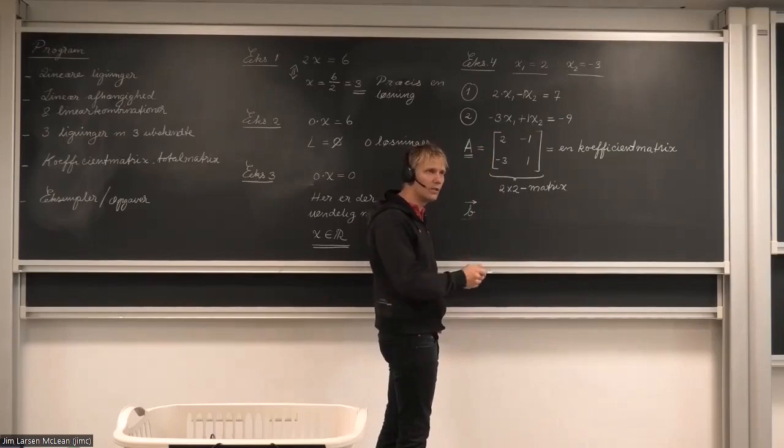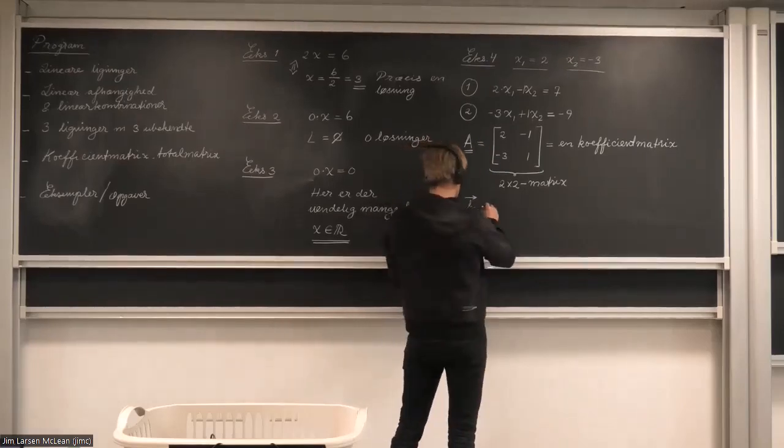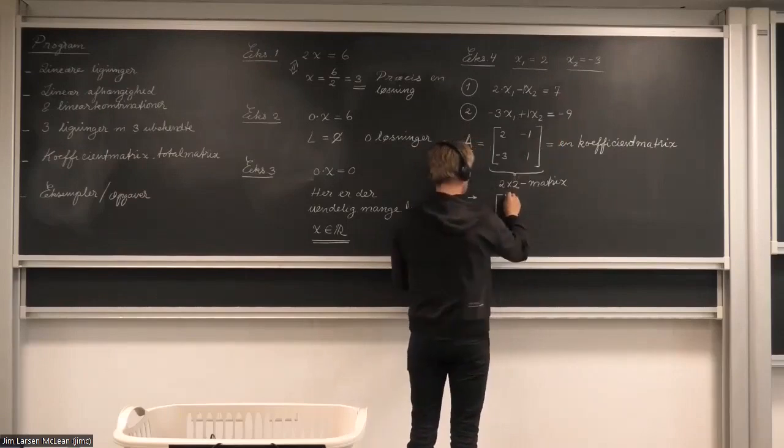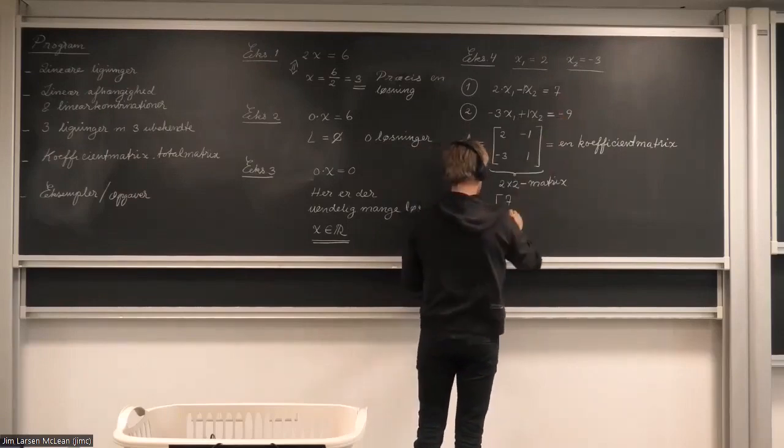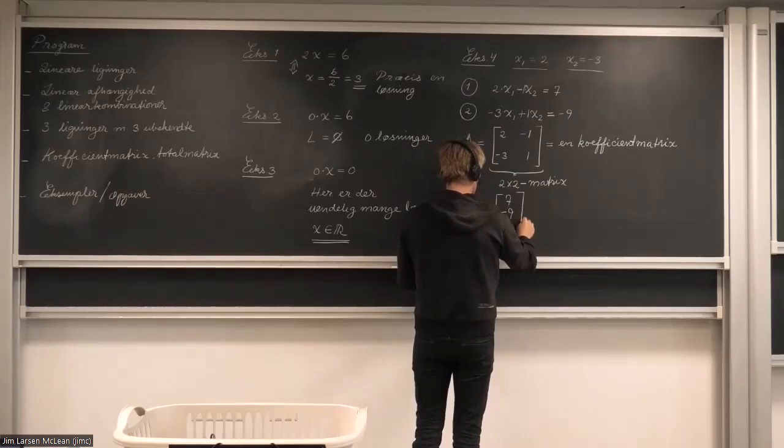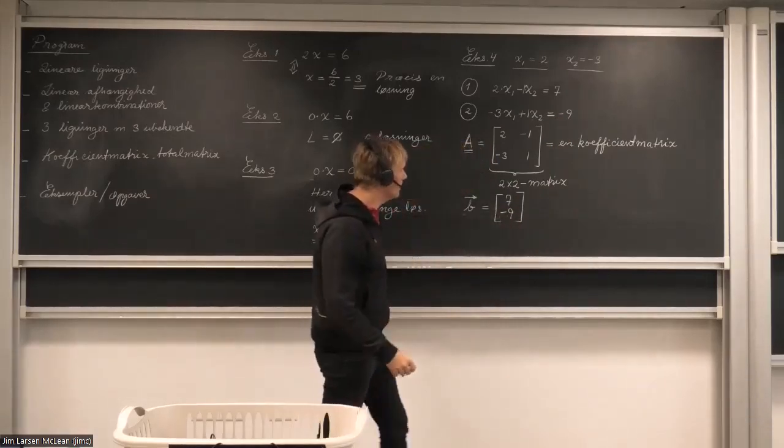But that's something we only start doing when the dimension count is higher than 3, because then it is not a geometric vector. It is more of an abstract vector. So my right side would then come to 7 and minus 9. Just like that. That's what we call a column vector.